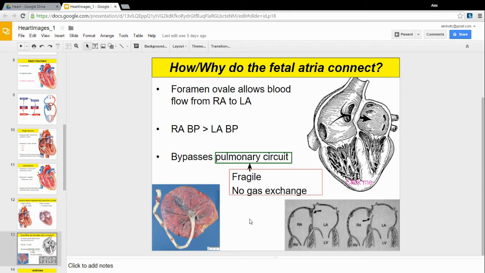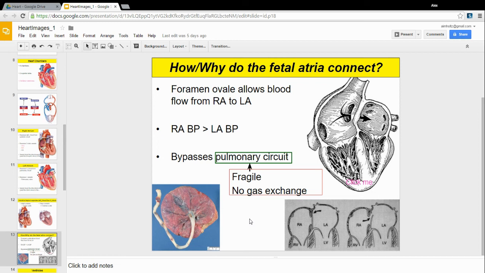All right, there's no gas exchange in the fetal lungs. That, coupled with the fact that the developing lungs are fragile, those two facts mean we want to avoid sending blood through the pulmonary circuit, or try and avoid as much as possible. You can't totally avoid it. And the thing is, we do this by having a hole between the two atria. The foramen ovale allows blood to be shunted from the right atrium directly to the left atrium.